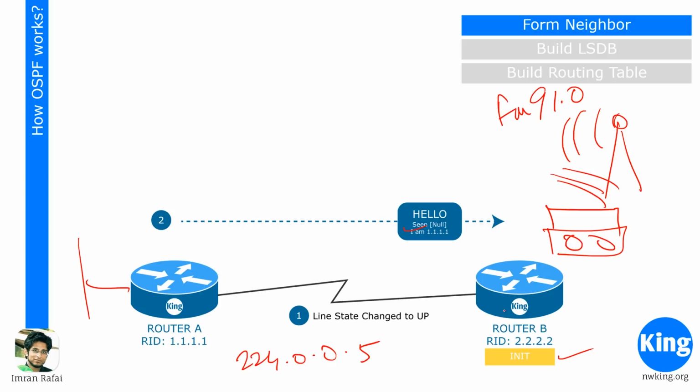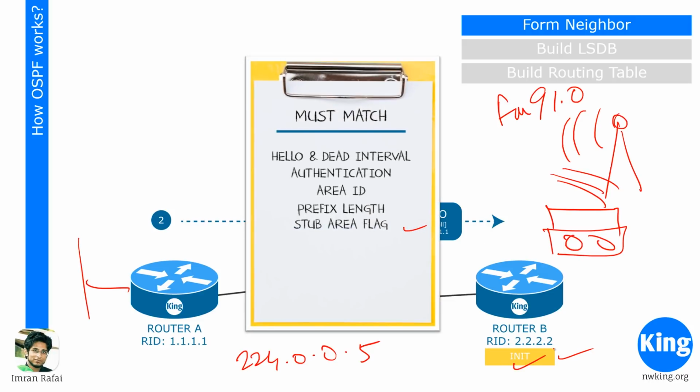When it listens, it hears that router A has sent a hello packet, right? When it receives that hello packet, like I said, it goes into init state and it sends back. Before we do that, these are the things. When you look at hello packets, for neighbors to form a neighborship, the hello and dead interval needs to match.